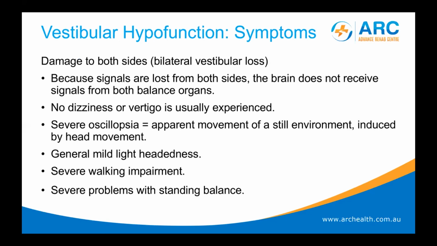If both sides are damaged, so if you're somebody who suffers from perhaps bilateral Meniere's disease on both sides, generally you don't experience necessarily dizziness or vertigo if it's a complete loss on both sides. But what you might experience here is something called oscillopsia, and this is where you get an apparent movement of a still environment. So it would be like watching a bouncy screen on your computer where things are just constantly bouncing up and down. And that's because of damage to something called your vestibular ocular reflex. You might be generally feeling lightheaded, you might have severe walking impairment and severe problems with your balance.